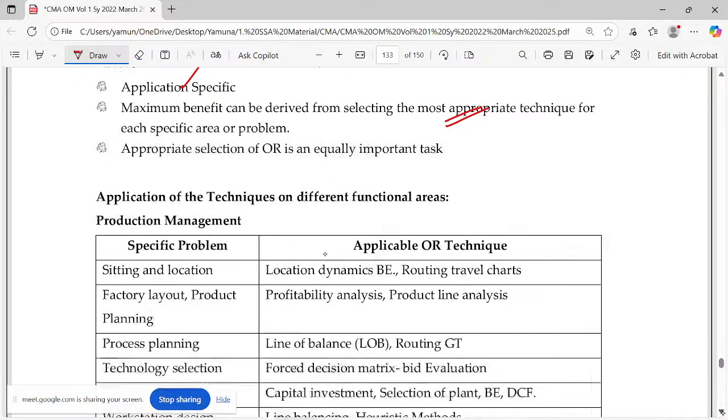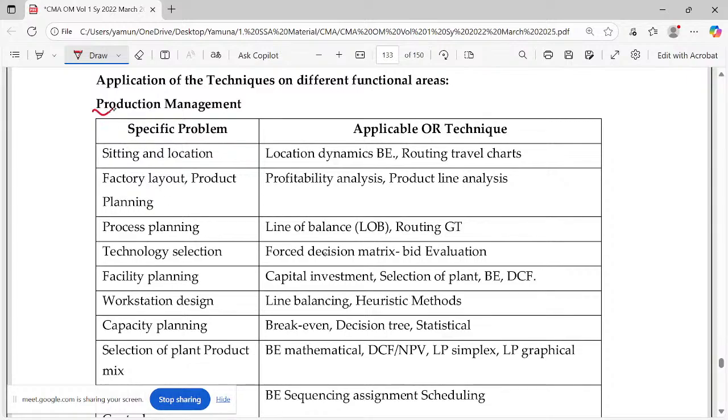On different functional areas, our intention is to talk about production only. If the problem is on siting, it's not sitting, please make a note of it. Siting has only one single T. You can correct it over here in the material. Siting and location: we use routing travel charts and location dynamics.